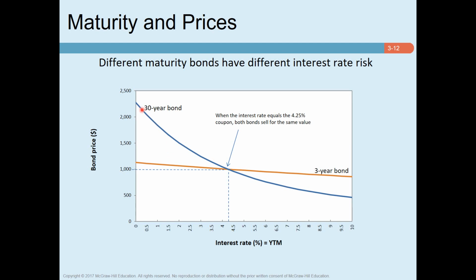As you can see, this blue line shows the relationship between bond prices and YTM in the particular case of a 30-year bond, whereas this yellow line shows the relationship between a 3-year bond and the YTM. Although both are downward sloping, indicating an inverse relationship, you can see that this blue line is much steeper, indicating that the magnitude of change in bond prices for a given change in YTM is much higher compared to the magnitude of change in the bond prices for the given change in YTM in the case of the 3-year bond. So the bottom line is there is an inverse relationship between interest rate and bond prices.